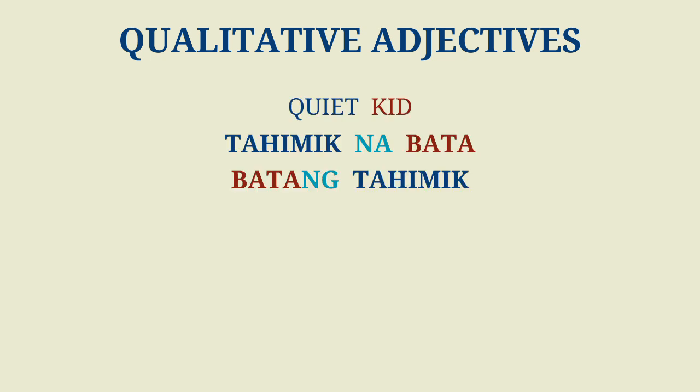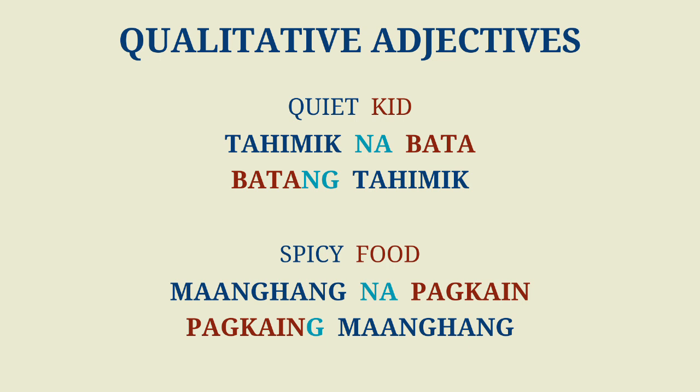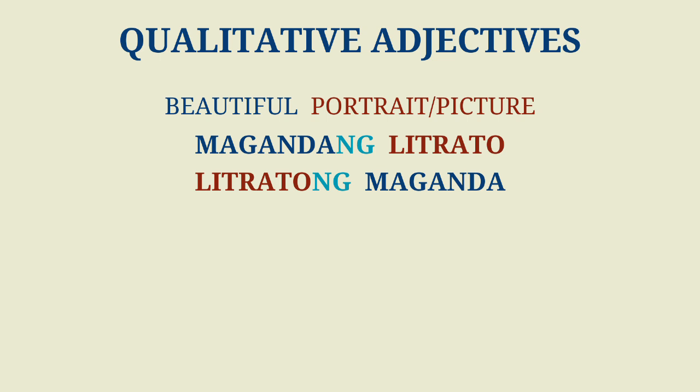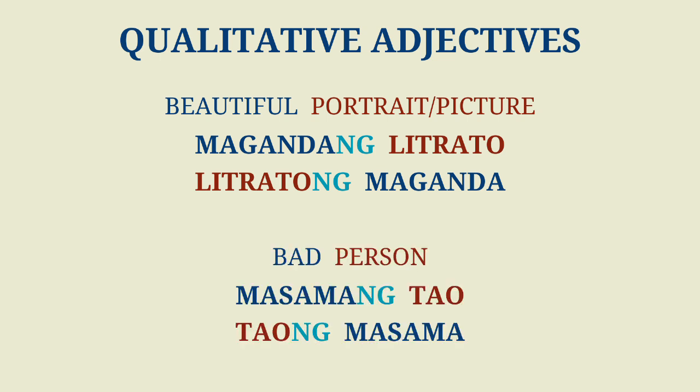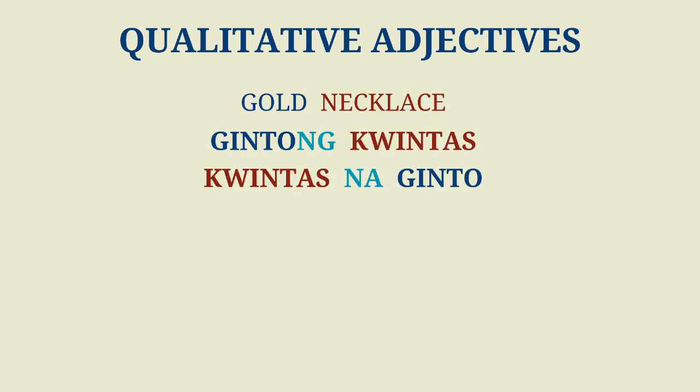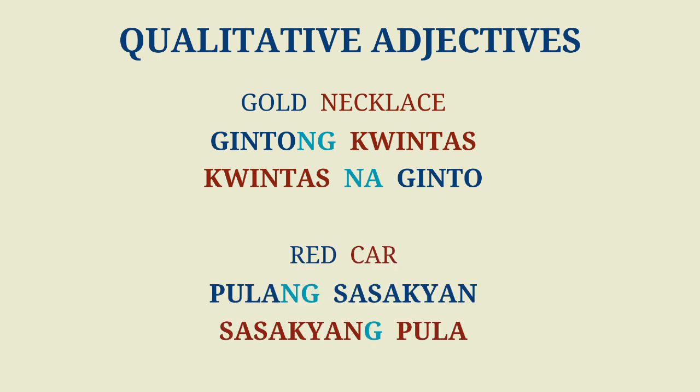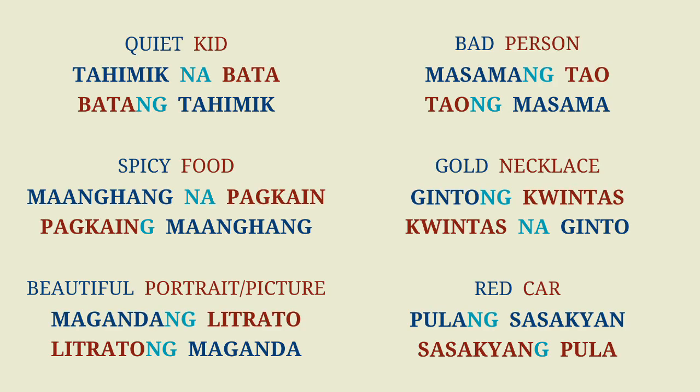Halimbawa, tahimik na bata, batang tahimik. Maanghang na pagkain, pagkaing maanghang. Magandang litrato, litratong maganda. Masamang tao, taong masama. Gintong kwintas, kwintas na ginto. Pulang sasakyan, sasakyang pula. In Tagalog, we use linkers.